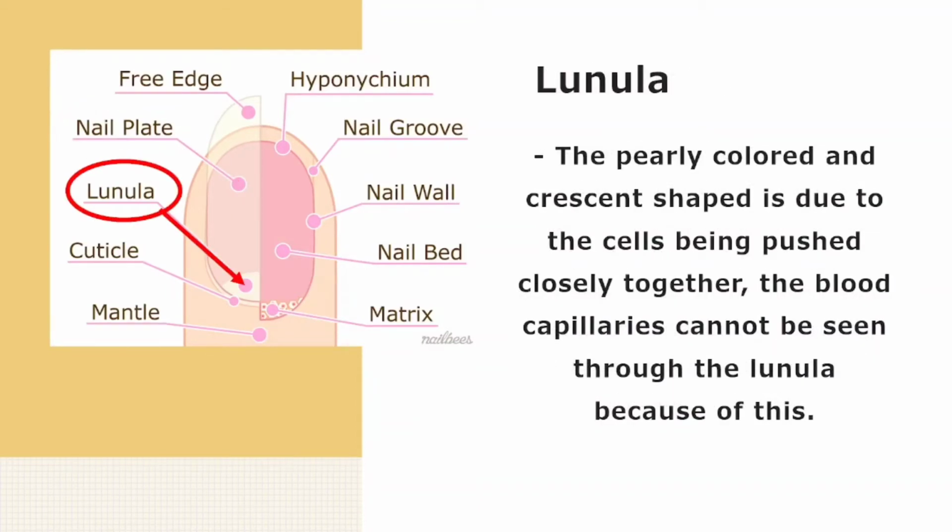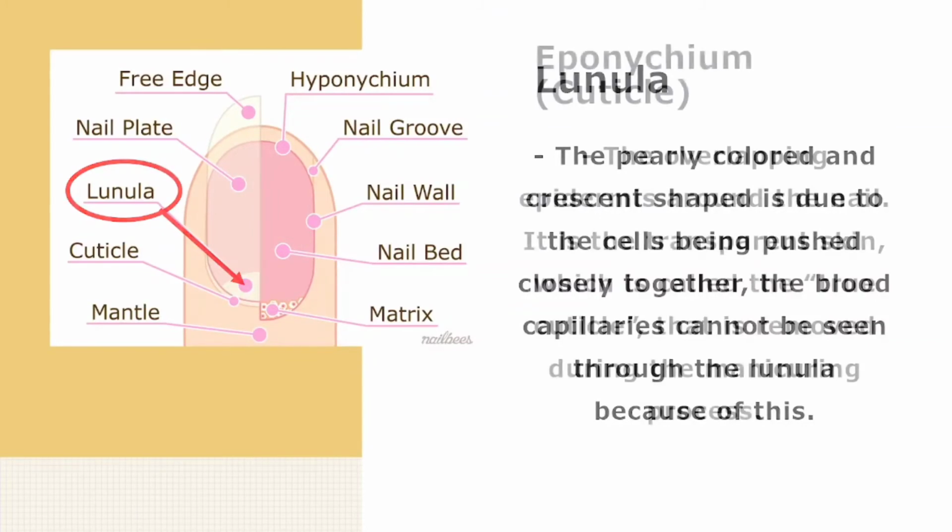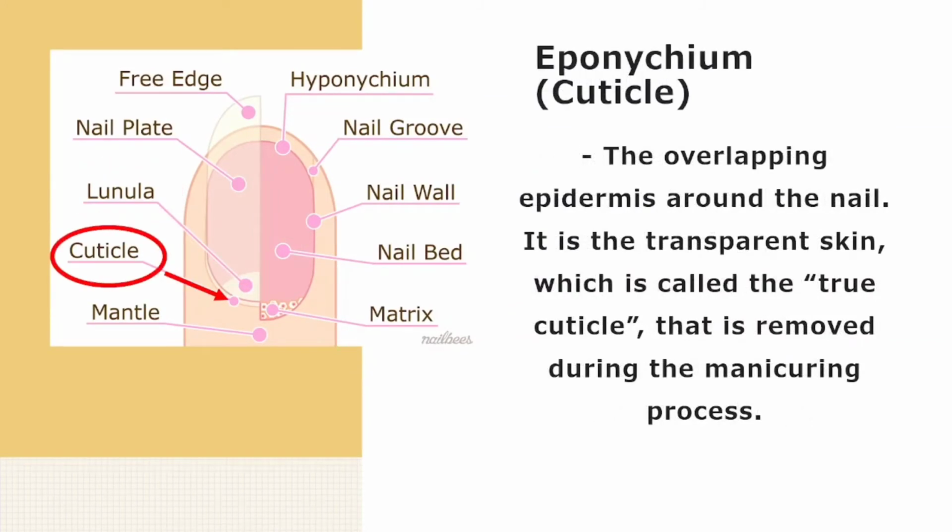Next, lunula. The pearly, colored, and crescent shape is due to the cells being pushed closely together. The blood capillaries cannot be seen through the lunula because of this. Next, eponychium or the cuticle, the overlapping epidermis around the nail. It is the transparent skin which is called the true cuticle that is removed during the manicuring process.